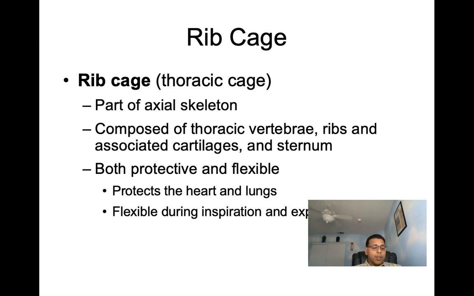Next, let's talk about the rib cage. The rib cage, or the thoracic cage as we can also refer to it, is composed of thoracic vertebra, the ribs, and the sternum. It is a part of the axial skeleton, as we saw before also. The rib cage is going to protect our heart and our lungs. A fractured rib can puncture the lungs. And then last, the rib cage is flexible during inspiration and expiration of breathing.